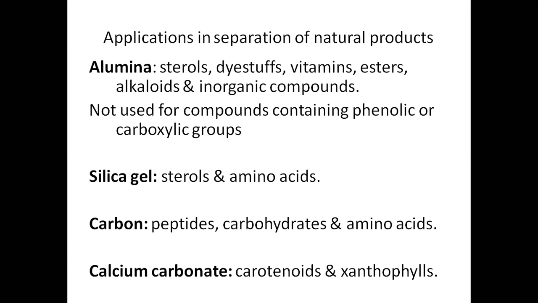Okay, so we see here that compounds that contain phenolic groups or carboxylic groups are not easily separable if we are using alumina as such. Similarly, silica gels can separate sterols and amino acids. Similarly, carbons can separate. Now, see here, here's the difference. If you use carbon as a filling material, then of course it is able to separate peptides, carbohydrates, and amino acids. And similarly, calcium carbonate is used for separation of carotenoids and xanthophylls, etc.